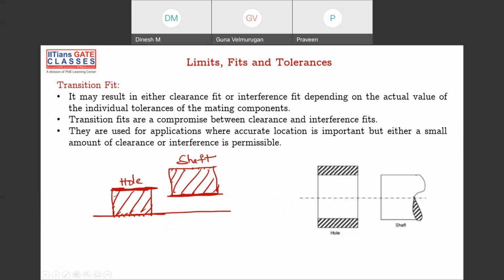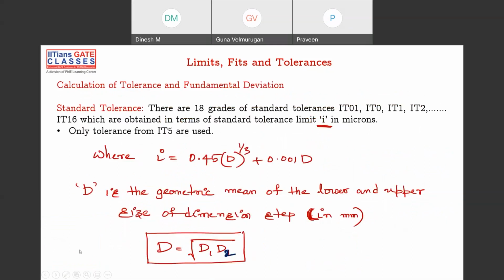Next, what I'm going to discuss is the calculation of tolerance and fundamental deviation. Fundamental deviation, I already told you, is the minimum value on both sides for hole and shaft. This fundamental deviation can be calculated by this value. D is nothing but the geometric mean of the upper and lower size of the dimensions in steps.